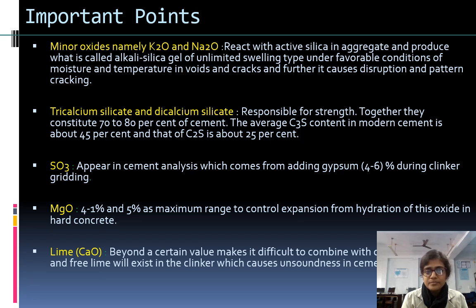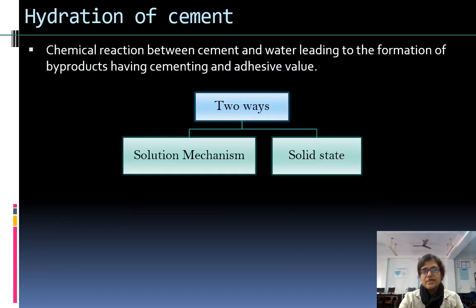MgO is around 1 to 4%, and 5% is the maximum limit. This is also very important because the hydration of this oxide leads to expansion and abnormalities. And lime, that is CaO, beyond a certain value in your cement, leads to unsoundness in cement. So these are a few things we should be cautious about.